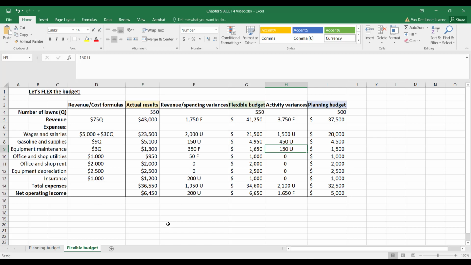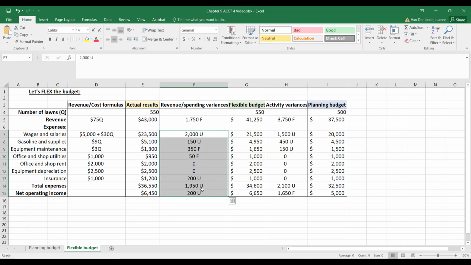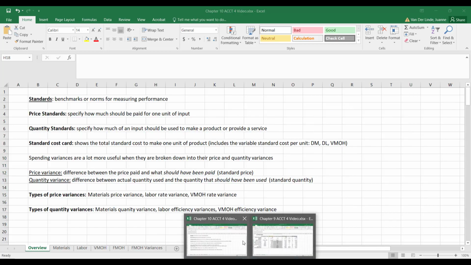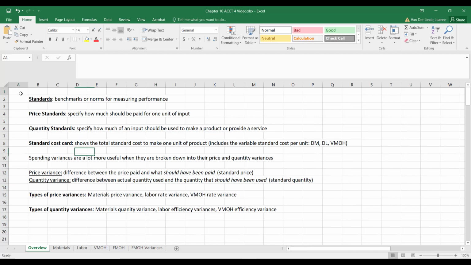But now in Chapter 10, as a next step, we're going to take these spending variances and break them down into their component parts. These spending variances can be broken down into price and quantity variances. In Chapter 10, we'll also be looking at variances as they relate to fixed overhead, but we'll start our discussion with those variable costs. So let's take a look here.